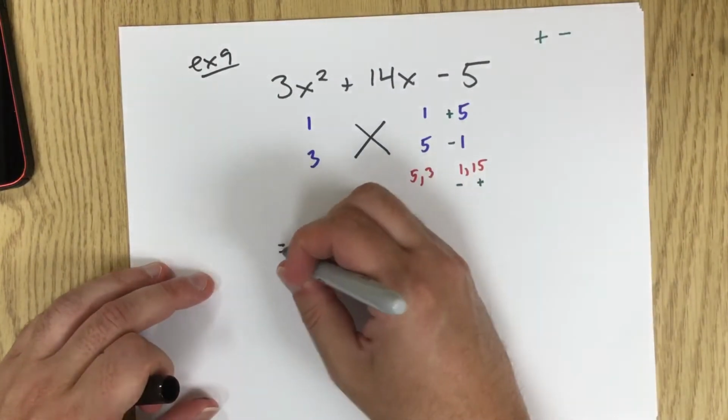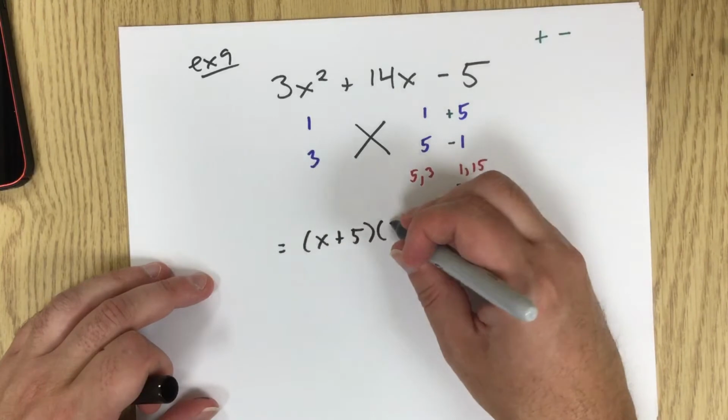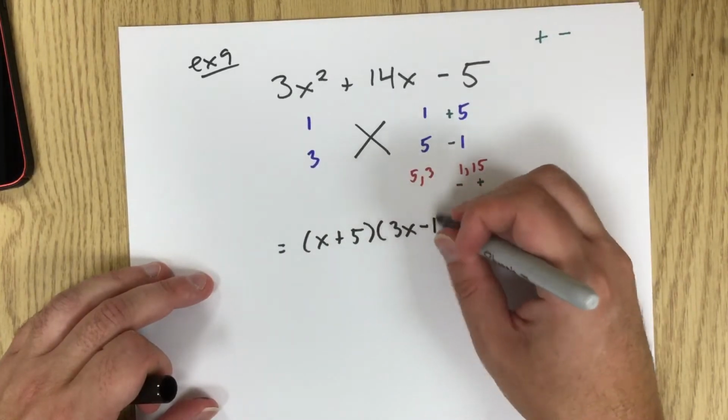And then we read it off, and we get x plus 5, 3x minus 1.